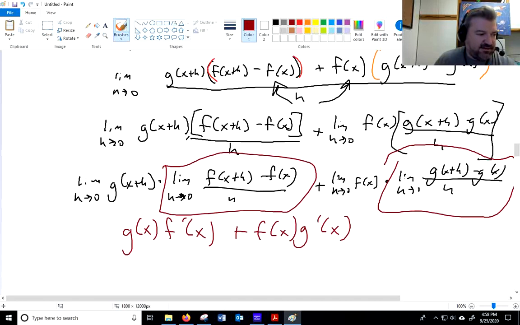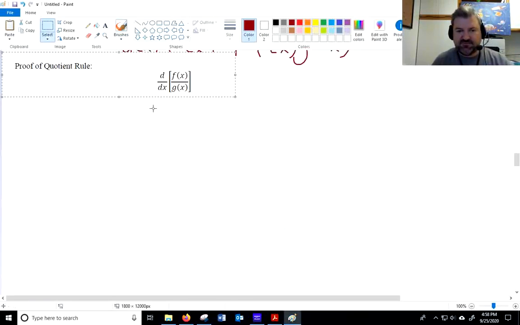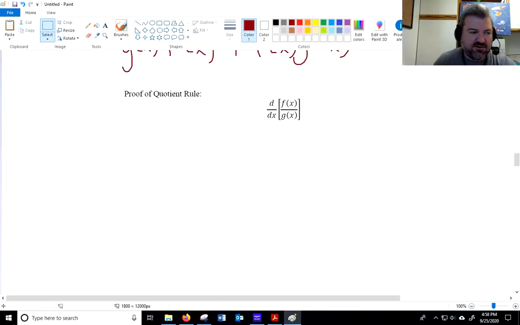Are we ready to do the quotient rule? And I don't know if I have it copied over here, so let's do that. Okay, here we go. This is very similar to what I just did. Very similar. It's going to require us doing a little bit of magic, if you will. So here we go.